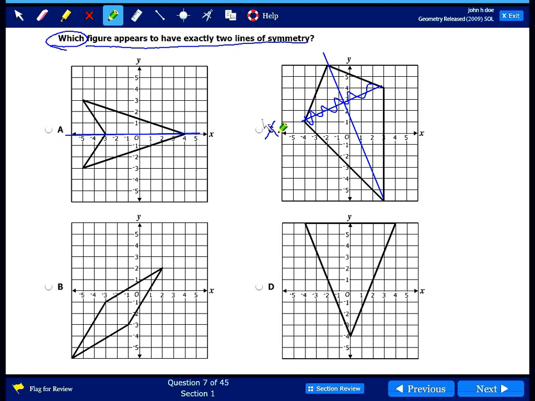If we go to letter B, it looks like we have two lines of symmetry. We have one just like that and one like that. So we think B should be the answer. But let's just check out letter D. Looks like we have one line of symmetry there. And that should be it. Whenever we try that one, I don't believe that works. So it looks like B is the right answer.